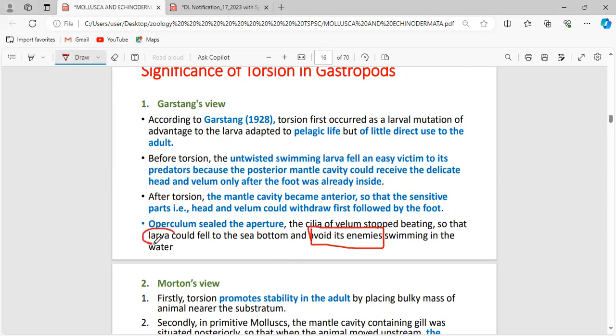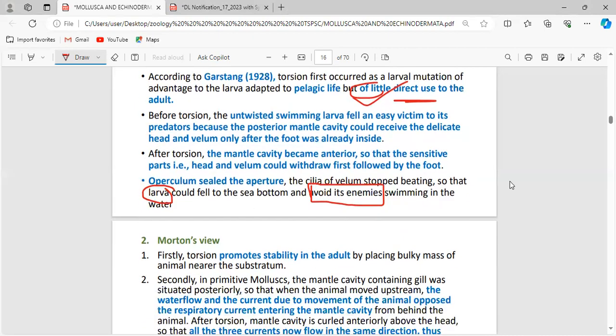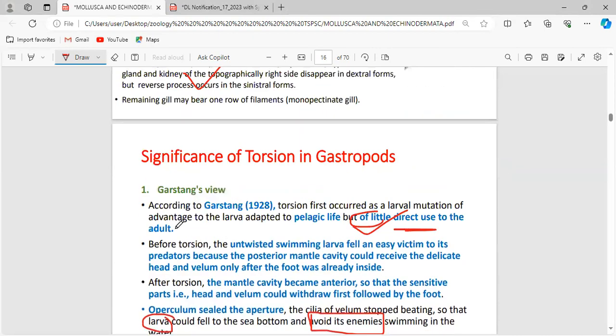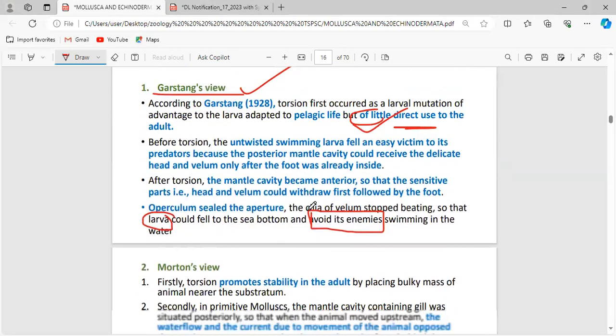In the larval stages this is so, but there is no necessity for the adult to live in the deep of the sea, because it has all these important structures now in the anterior region. Clear? This is Garstang's view.